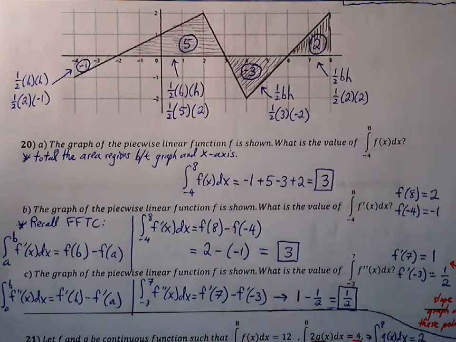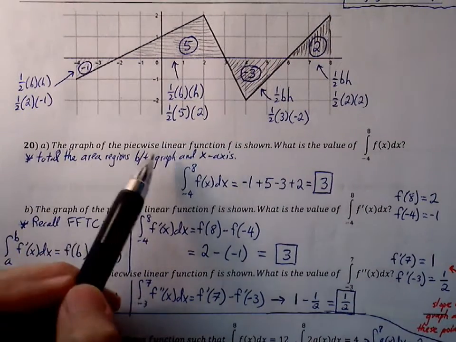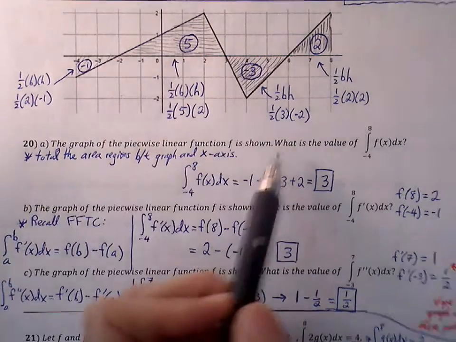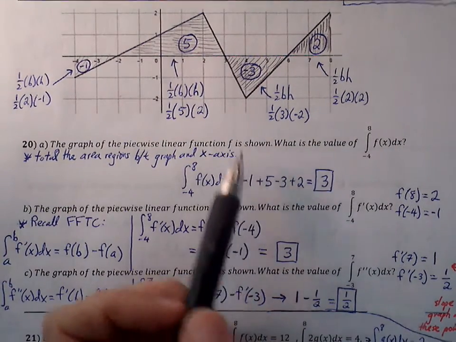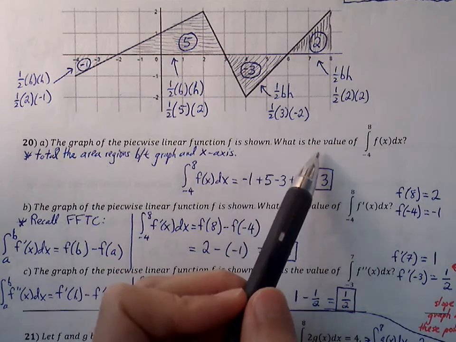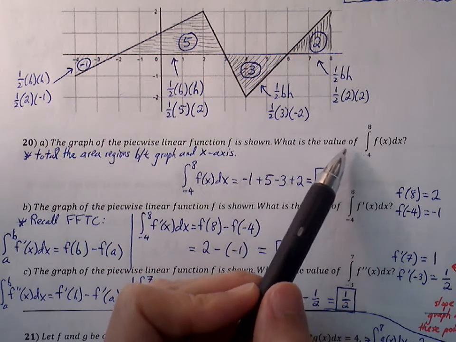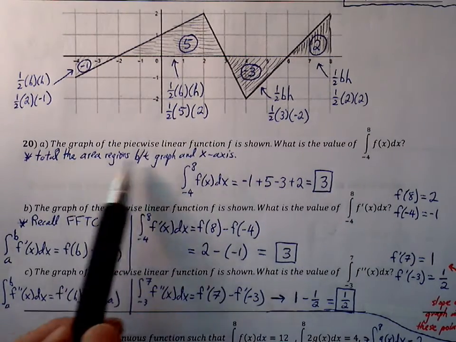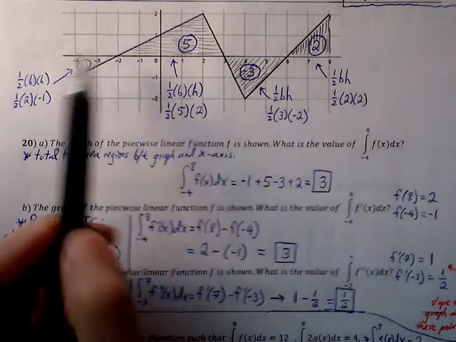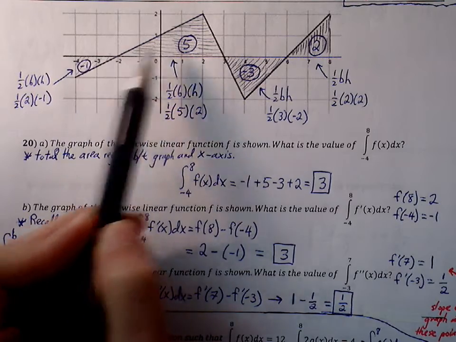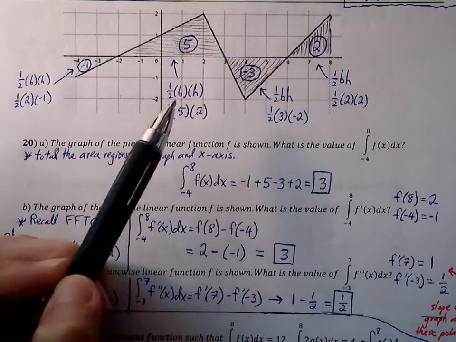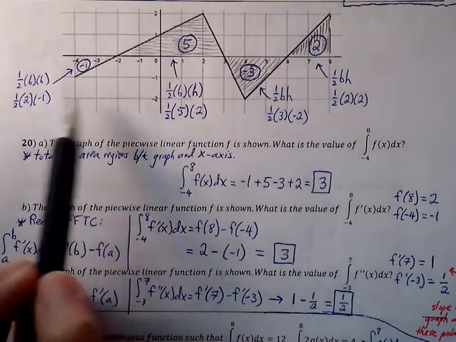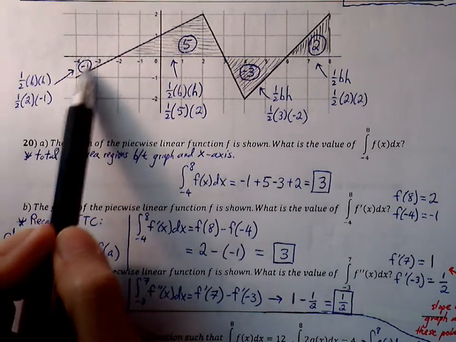Right, number 20. We have a graph of a piecewise linear function that is shown here. The graph in front of us is the f of x graph. We want to find the value of the definite integral of f of x from -4 to 8. So that means we're going to total the region between the graph and the x-axis. So I shaded those regions in. So from -4 to 8, these are all triangles. We can just use 1/2 base times height to find each of the areas.